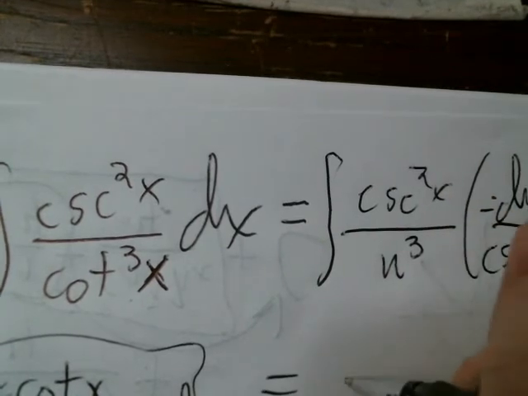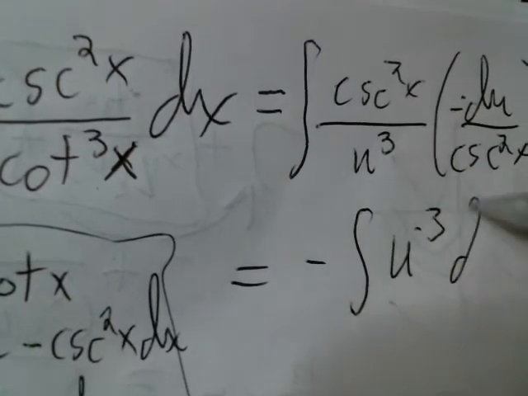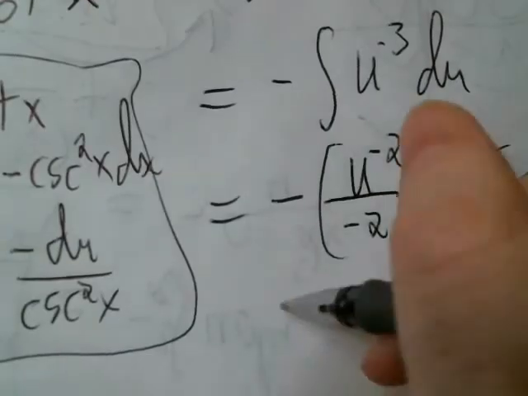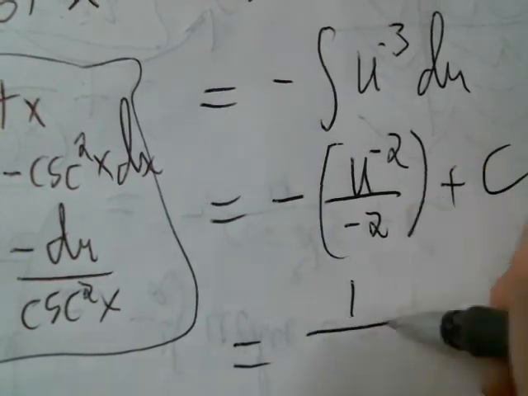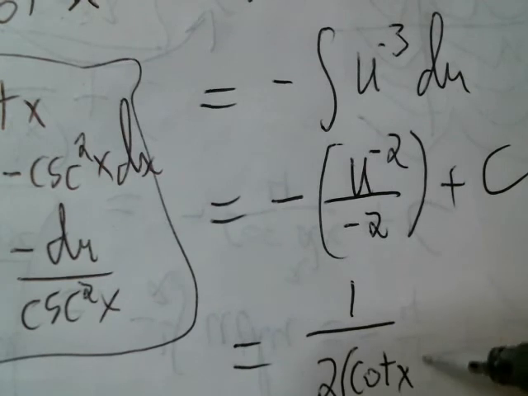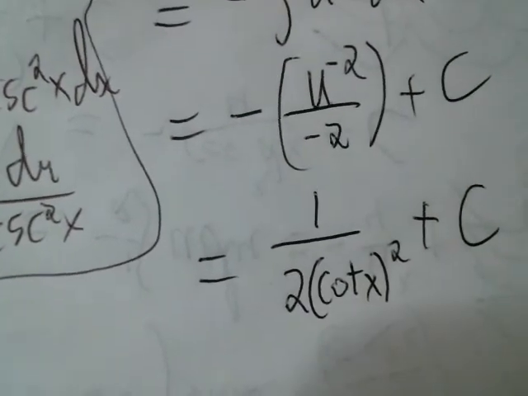And then this would just be negative integral of u to the negative 3 du. And then that's equal to negative u to the negative 2 divided by negative 2, plus c. And then you can rewrite that as 1 all over 2u squared, but back-substituting, you get 1 over 2 cotan x squared plus c.